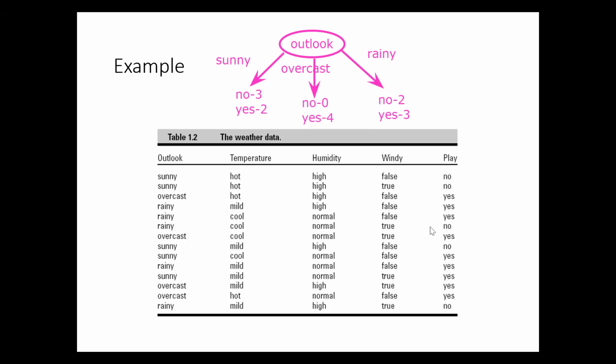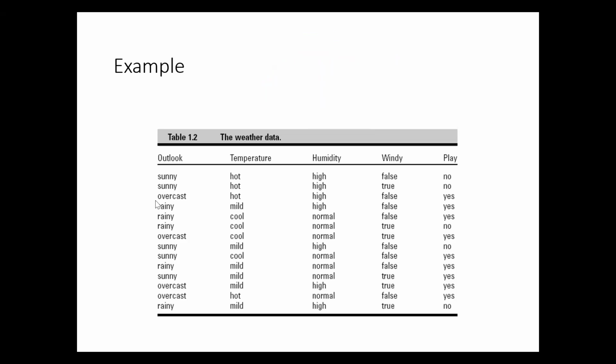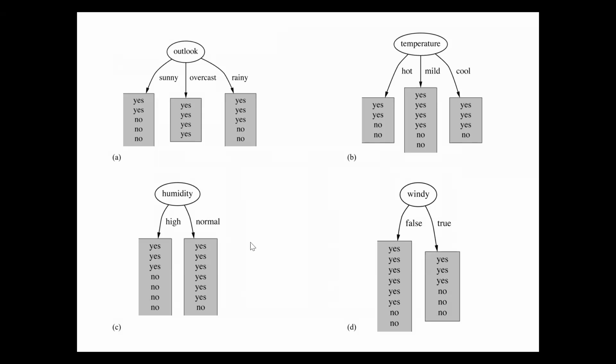So you can do this for all the remaining attributes, right? If you look at this, it would look like this. If you repeat the same thing I did for Outlook, this is what you will get for temperature, humidity, and windy. And if I reiterate what we need to do right now, we have to select one attribute out of these four and put it in the root node. So my question is, out of the four attributes, how do you select the one for the top?